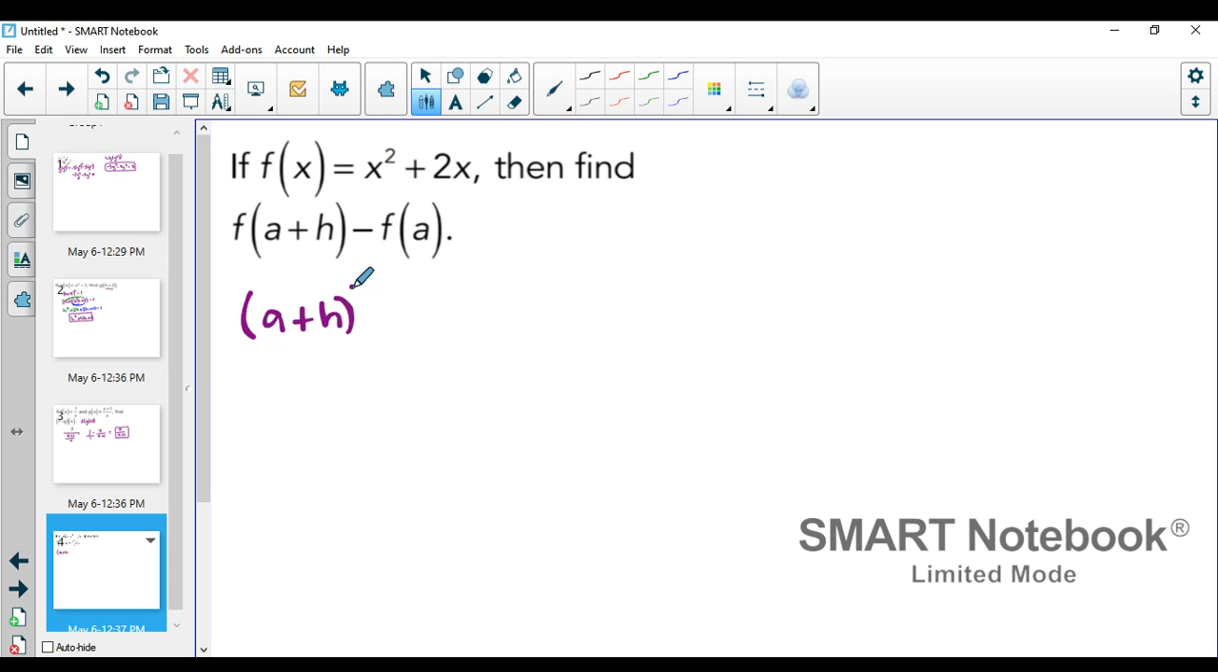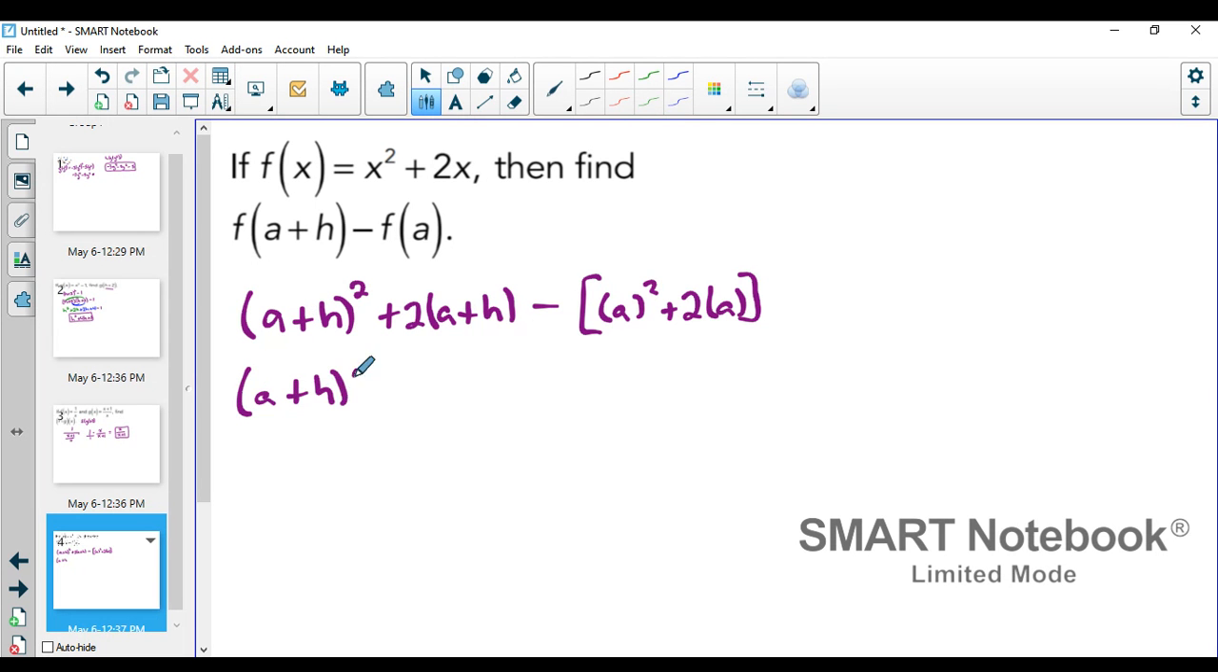So we have a plus h squared plus 2 times a plus h minus, and I'm going to put all of this in brackets for now, a squared plus 2 times a. And we're going to just kind of ignore this right half for now, and just focus over here. So we have a plus h squared. So remember, we write them out again, and we do distributive property twice.